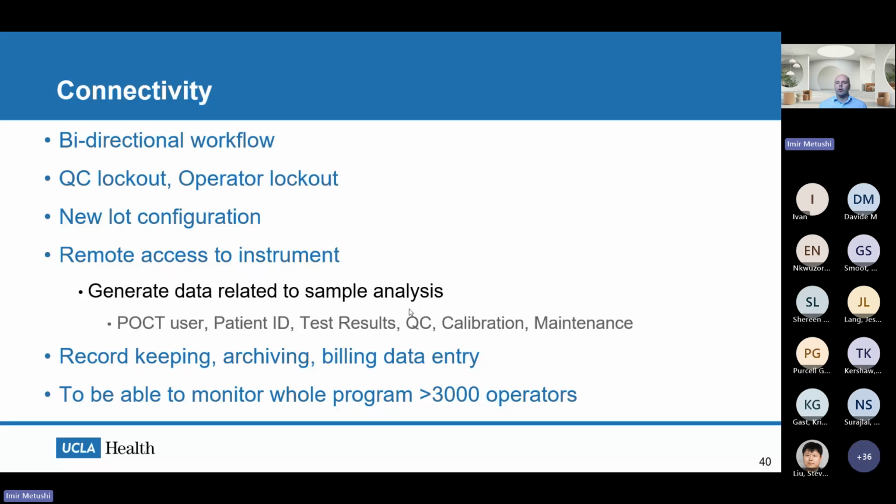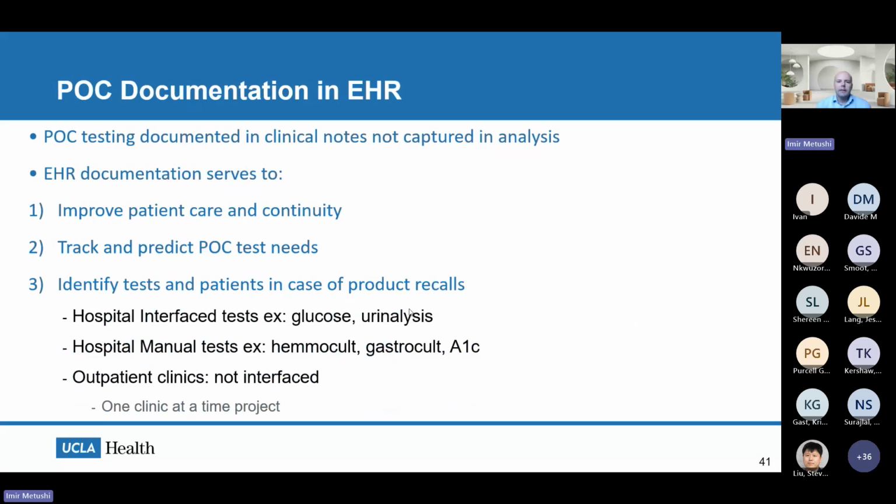We have more than 3,000 operators. We want to be able to do the things that we say we're going to do in maintaining quality in this program. And the thing here is that if a result is documented in the clinical notes, that is very hard to capture. We cannot pull those results.